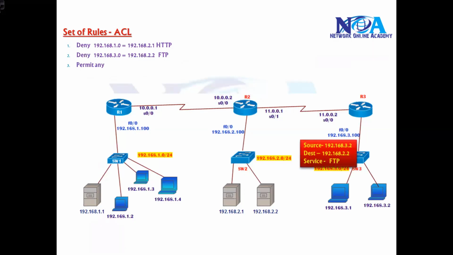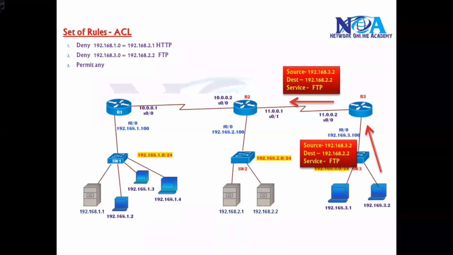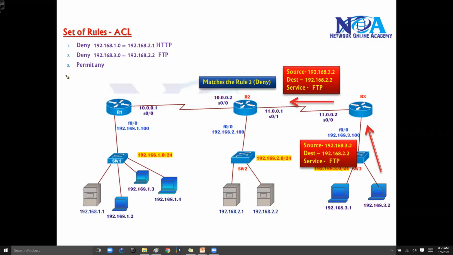Let's say there is traffic which is coming from 3.2 going to 2.2, and it's FTP traffic. The same thing happens. From 3.2, the traffic goes to the router. Now the router checks the routing table and forwards out of this interface, assuming we already have routing. And it reaches router 2, and on router 2 we have implemented the ACL. So now router 2 is going to check the ACL statements. It's going to check the first rule because the ACL generally works in a sequential order. We'll talk about this in the next slides.